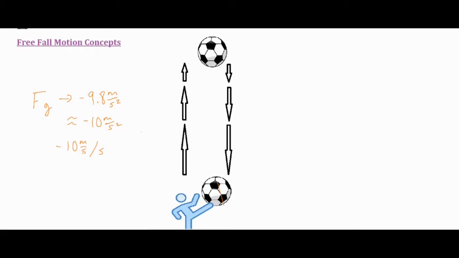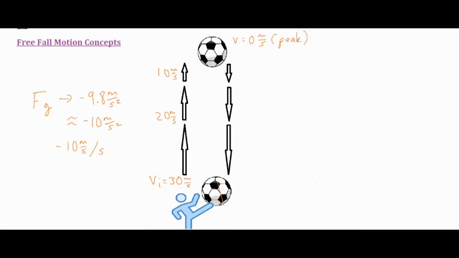Now, say for example, it's moving up initially at 30 meters per second. That means that every second you're rising, you're subtracting 10 meters per second off of that initial velocity, which would take you to 20, to 10, and then to 0 meters per second at the very peak of its flight.